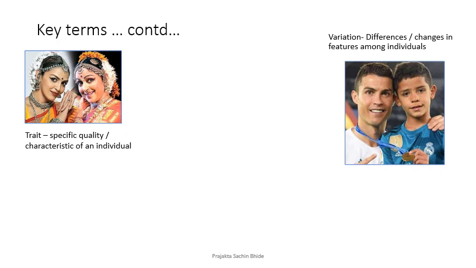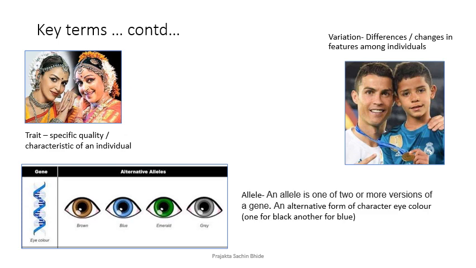There is one more very important term which we will refer to when we study a little bit more about genetic traits and their interpretations. We call it an allele. An allele is one of two or more versions of a gene. Look at the picture. You have a gene which determines the eye color. Now its allele could be brown, blue, emerald, gray, black. These are all alternative alleles for eye color. So an alternative form of the character eye color, wherein one is for black, another for blue, another for green. This is what we call alleles.